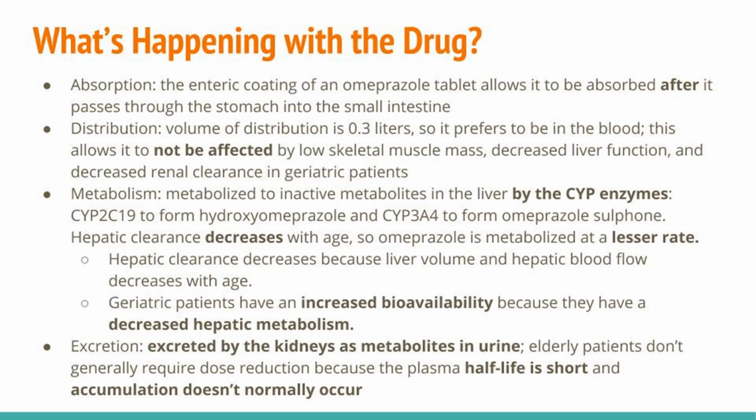The ability of the drug to be metabolized slows as age progresses due to hepatic clearance decreasing. Once the drug has been used to its full potential, it is excreted as a metabolite by the kidneys through the urine. Commonly, elderly patients are not subject to dose reduction because the half-life is so short and they are not prone to high accumulation of the drug.